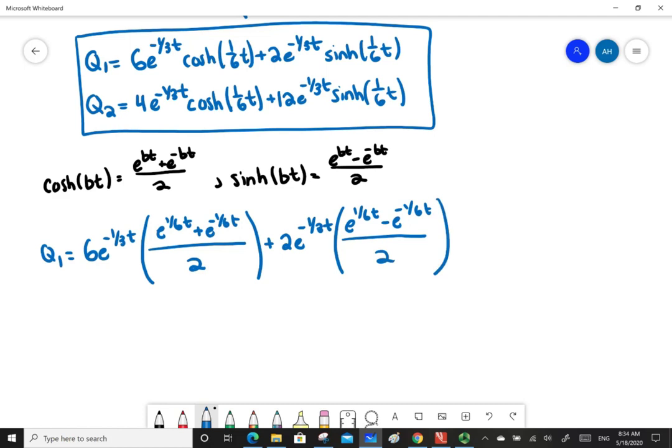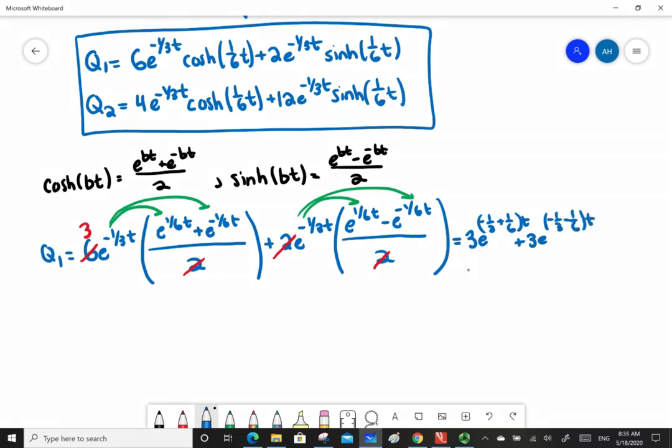Then, doing a bunch of simplification and distribution, we get 3e to the negative 1/3 plus 1/6 t plus 3e to the negative 1/3 minus 1/6 t plus e to the negative 1/3 plus 1/6 t minus e to the negative 1/3 minus 1/6 t, which if we combine those terms together, we get that q1 equals 4e to the negative 1/6 t plus 2e to the negative 1/2 t.